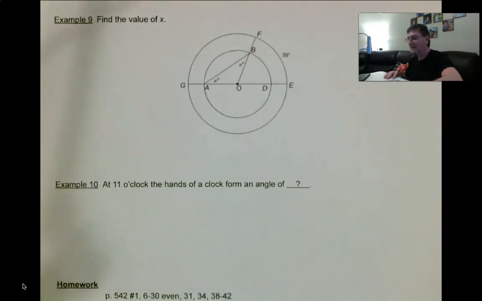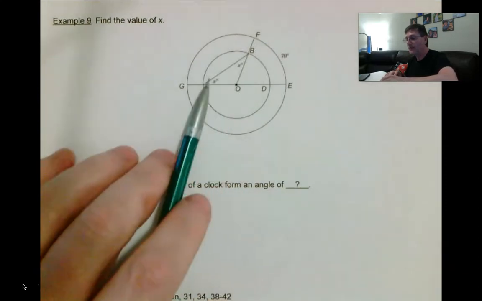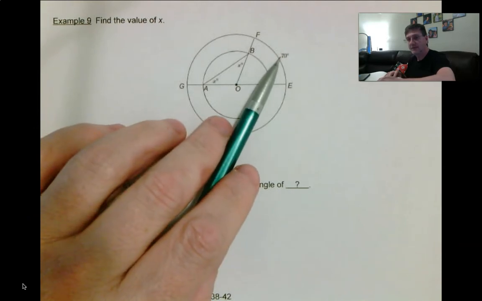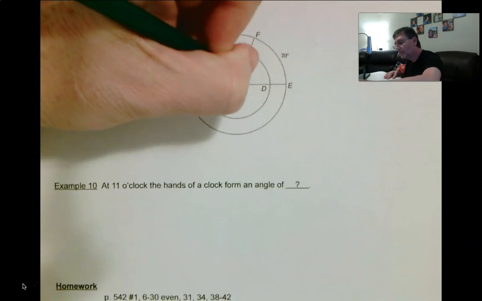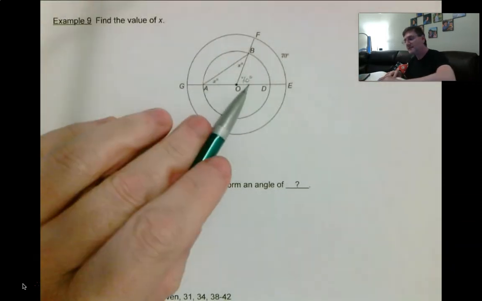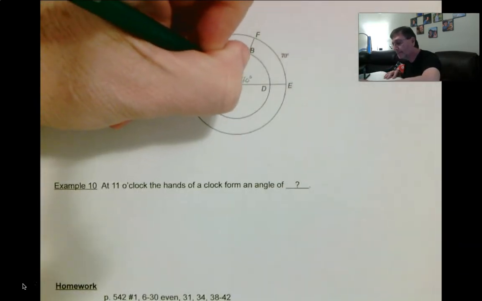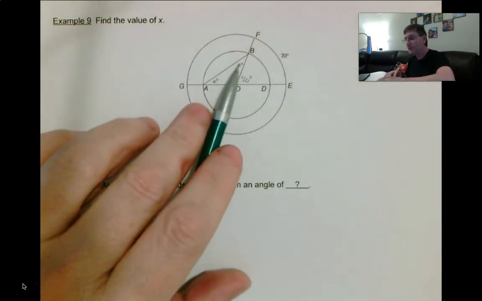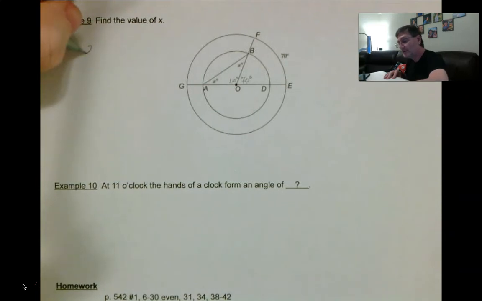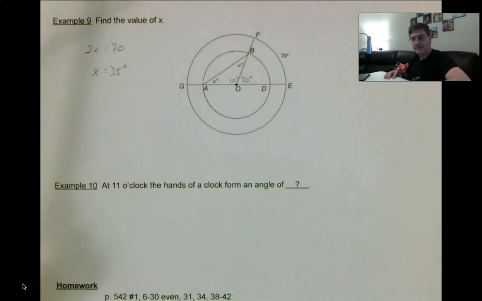Example 9. Find the value of x. So x is here and here, making triangle AOB isosceles. This is a 70-degree arc. That makes this a 70-degree angle. If this is a 70-degree angle, this is a 110-degree angle, which means that I have 70 degrees left to split between these two evenly. So 2x equals 70, x equals 35 degrees.